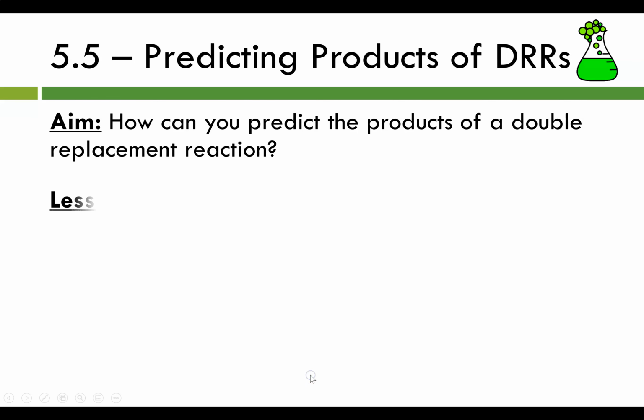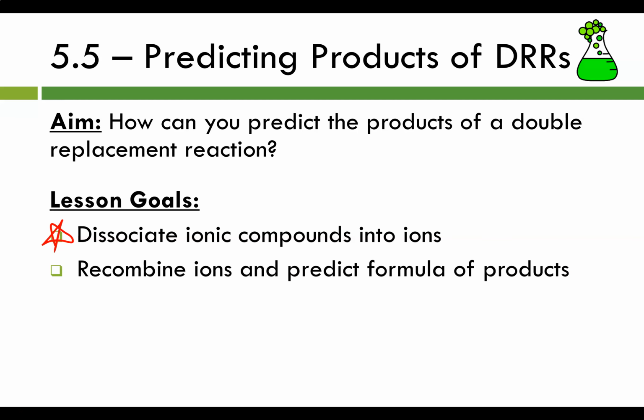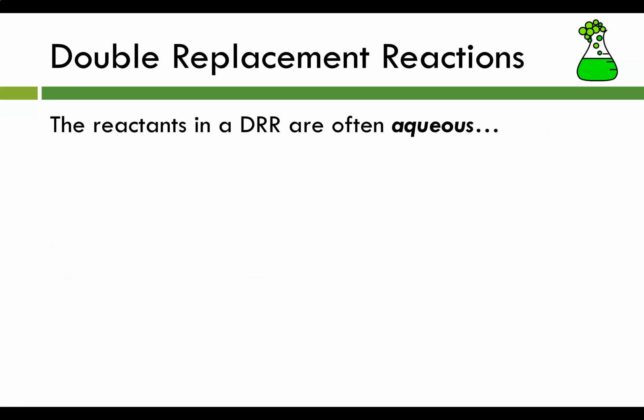So goals for today. We're going to be able to dissociate ionic compounds into ions. Dissociate just means break apart. This is a big deal because this happens in every double replacement reaction. We then need to recombine those ions and predict the formula of the products. Also a really big deal. Recombination to predict products is how we get the right side of the reaction. And finally, we're going to use Table F in our reference table to determine the solubility of an ionic compound. Lots to do. Let's get started.